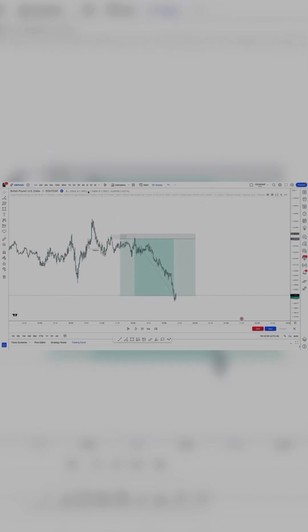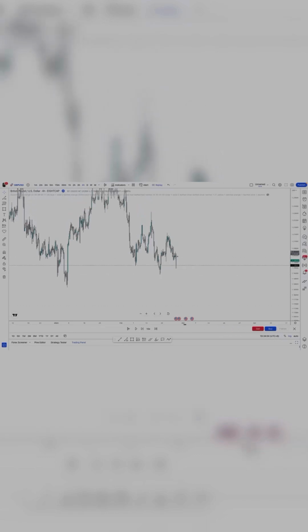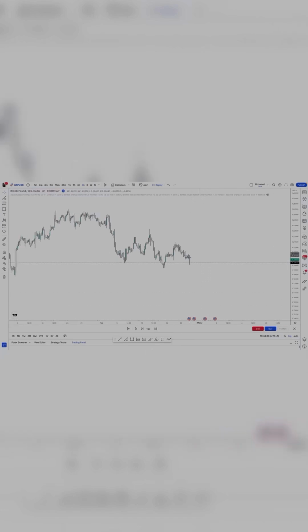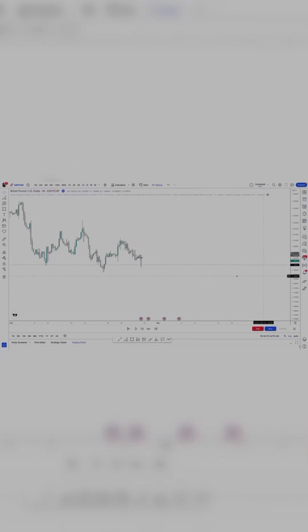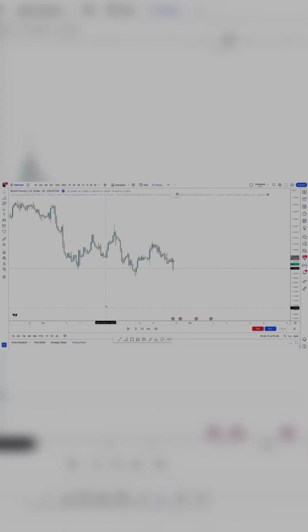So we're going to get right into it and we're going to go straight into the 4-hour time frame. I always start my analysis on the 4-hour time frame. The 4-hour time frame gives me my overview of what to expect from the market. So with that said, the first thing we're going to look at is market structure.